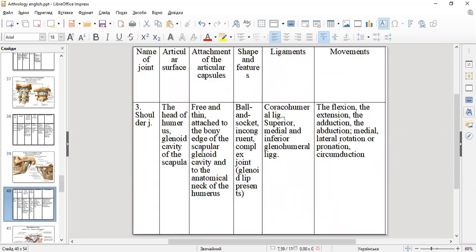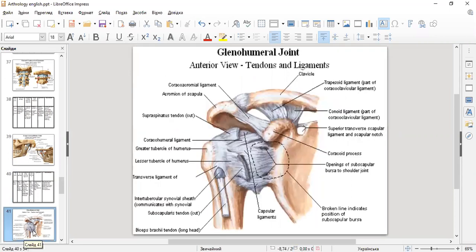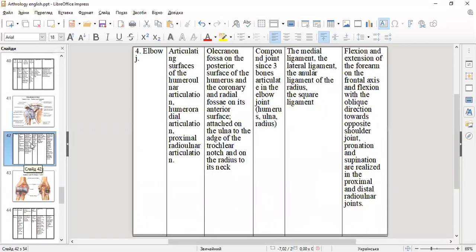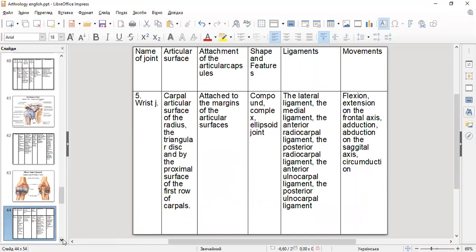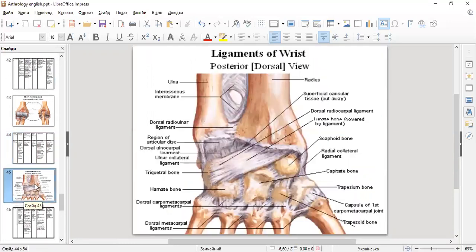Shoulder joint. Also, we have all information about articular surface, about capsule, classification, accessory elements, and movements, and a picture for this joint. Elbow joint with picture. Elbow joint. Wrist joint with picture.